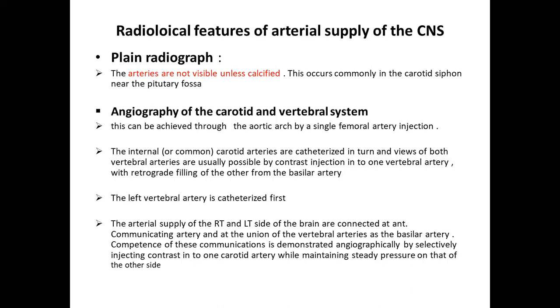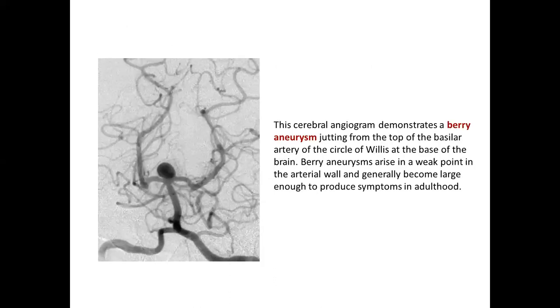The arterial supply of the left and right sides of the brain are connected through the anterior communicating artery and by the union of the two vertebral arteries through the basilar artery. Competence of this communication is demonstrated angiographically by selectively injecting contrast into one carotid artery while maintaining steady pressure on that of the other side. This cerebral angiogram shows an aneurysm projecting from the top of the basilar artery.